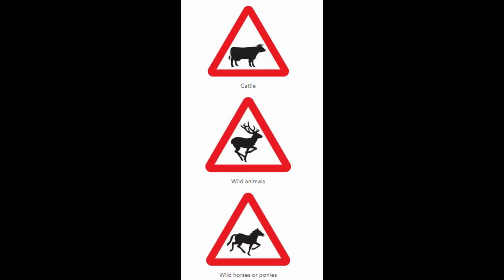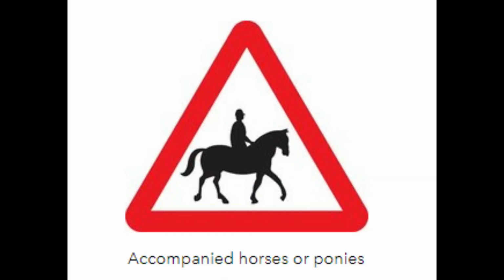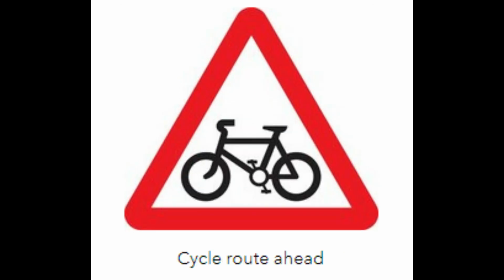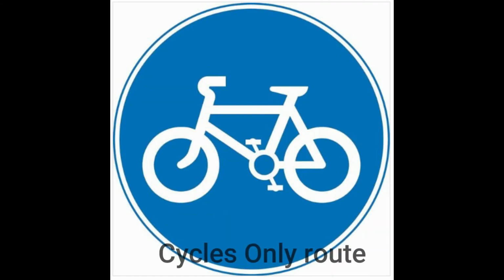These signs are for different animals crossing the street ahead of you. That means you have to be wary. You're in a rural area, which means there are farms on both sides. You have to be wary of animals crossing the road. Accompanied horses or ponies. Horse riders on the road. You must give them plenty of room when passing. Cycle route ahead. And this sign means cycles only route. This route is exclusively for cycles.